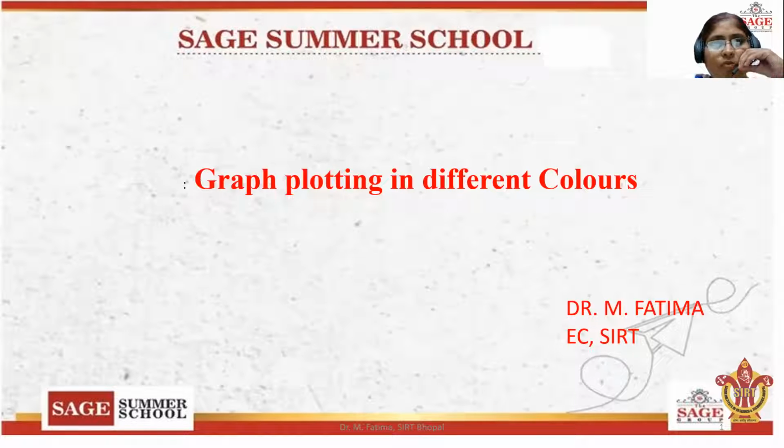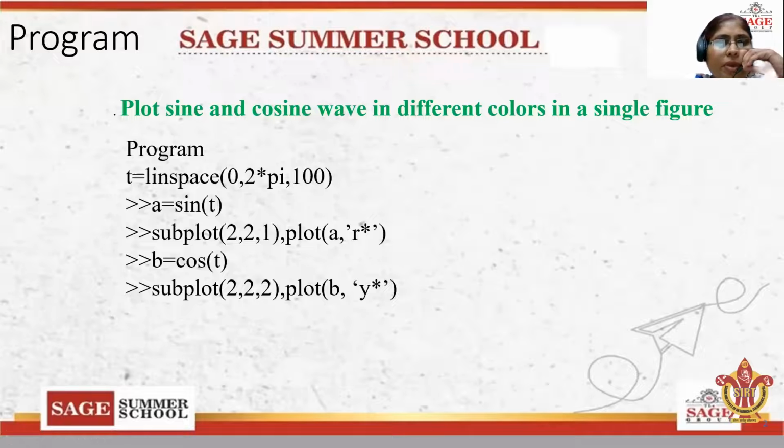Today I am taking graph plotting in different colors on MATLAB. So see here, I want to plot the sine and cosine wave in different colors in a single figure. For this, the program I can write.